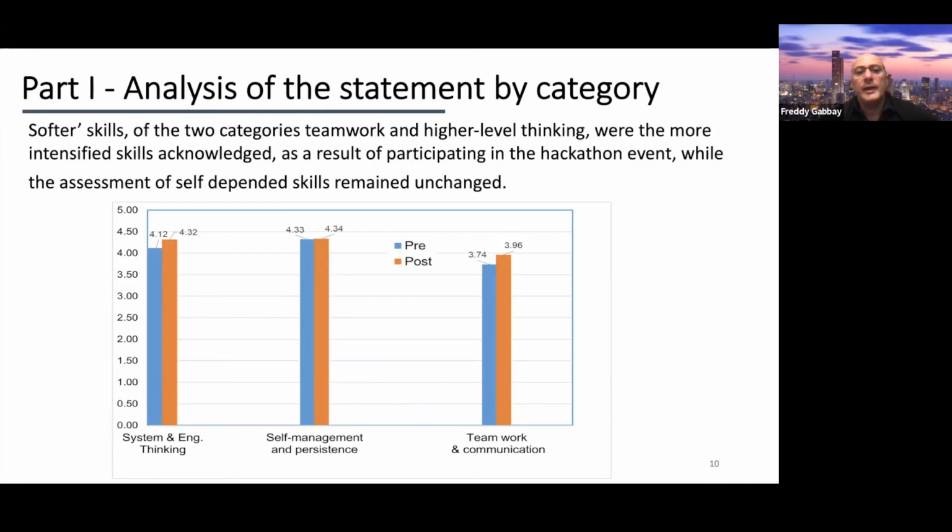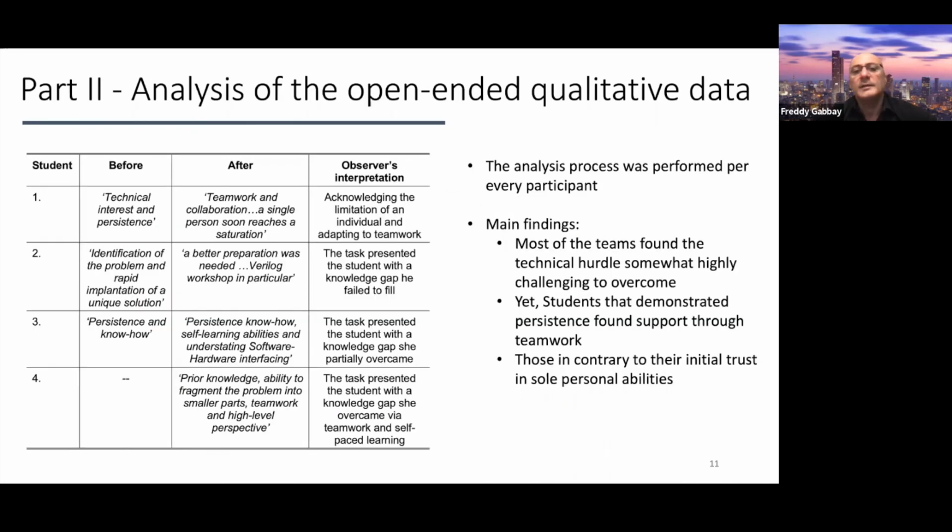If we take a further look at the analysis of statements by category, we observe that soft skills of the two categories related to teamwork and higher-level thinking were the most intensified skills acknowledged as a result of participating in the event, while the assessment of self-dependent skills remained unchanged. In the second part, we performed an analysis of the open-ended qualitative data. The analysis process was performed per every participant, as illustrated in this slide. Our main finding is that most of the teams found the technical hardware highly challenging to overcome. Yet students that demonstrated persistence found support through teamwork collaboration. This is in contrast to their initial trust in sole personal ability.